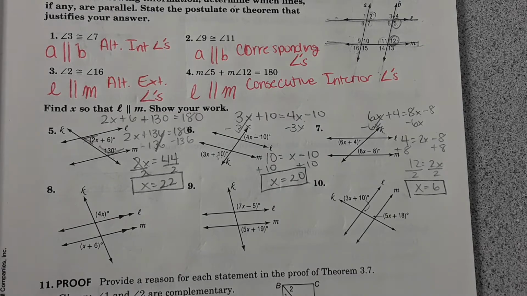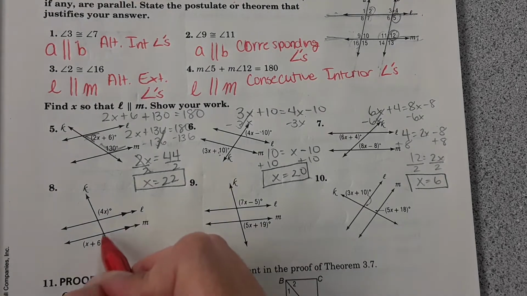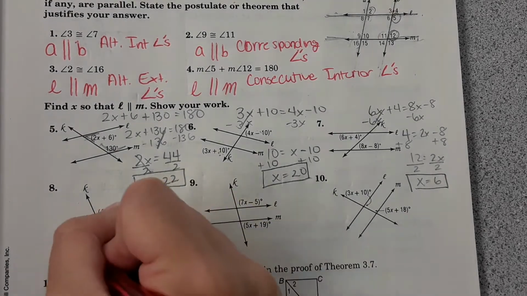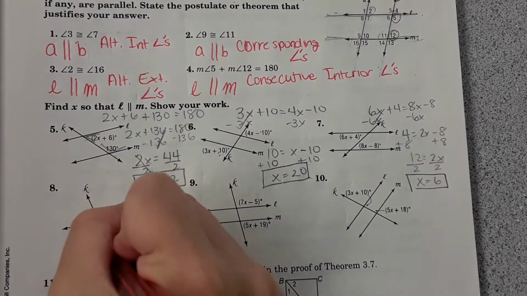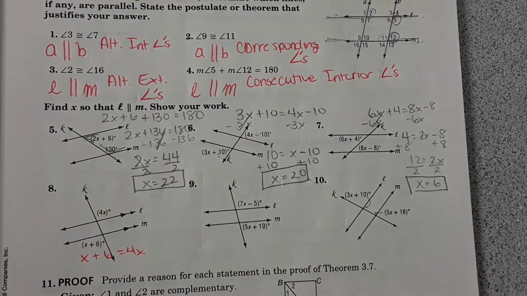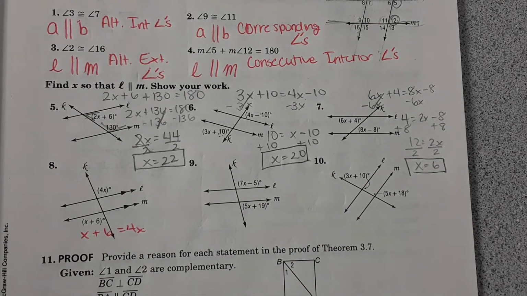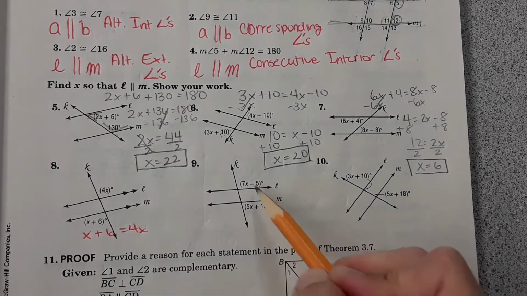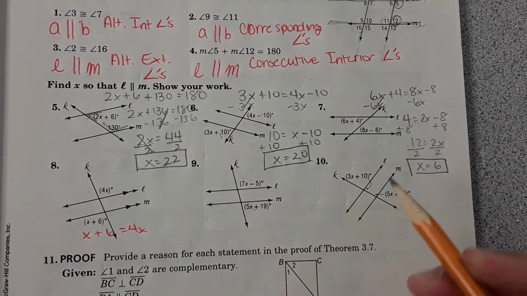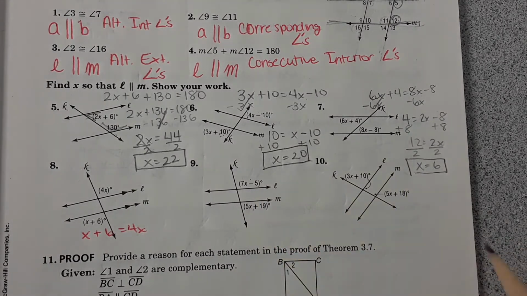Okay, we aren't going to work out every problem, but we will talk about how to set it up. Number 8, you would set those equal, so it would be x plus 6 equals 4x. Number 9, we're going to solve out. That doesn't have a relationship as we outlined with theorems, those two angles. There's no name for them.